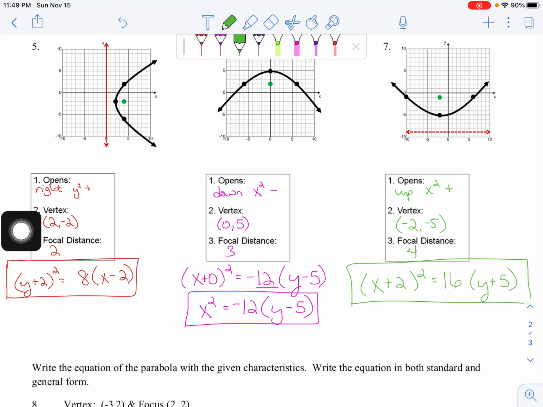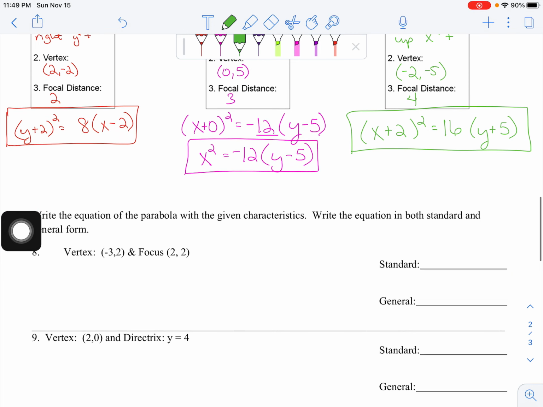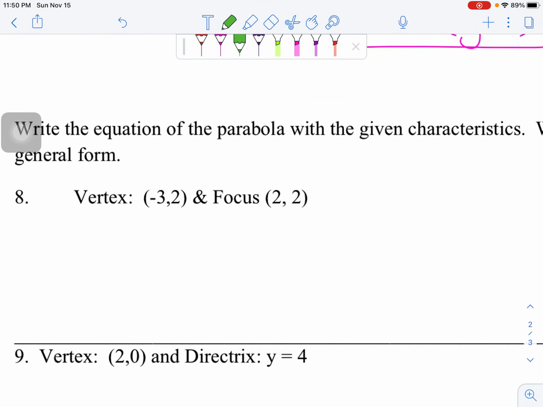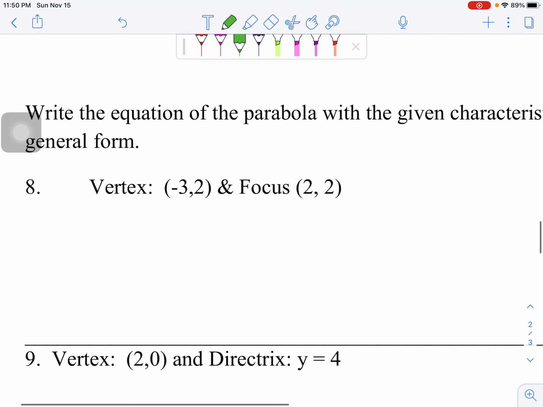Now, for the next 3 problems, I've given you certain characteristics, and I'm asking you to write an equation. I am asking for the equation to be in standard form. That's what we've been writing for these. And we're also going to multiply it out to get general form. All right. So the biggest thing I can tell you with these is to understand what I'm actually giving you and draw yourself a sketch. All right. That's going to be the biggest thing.